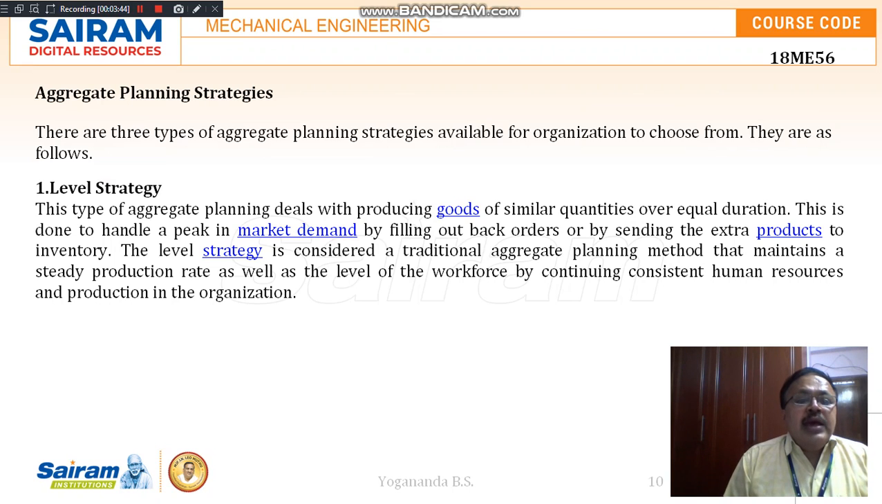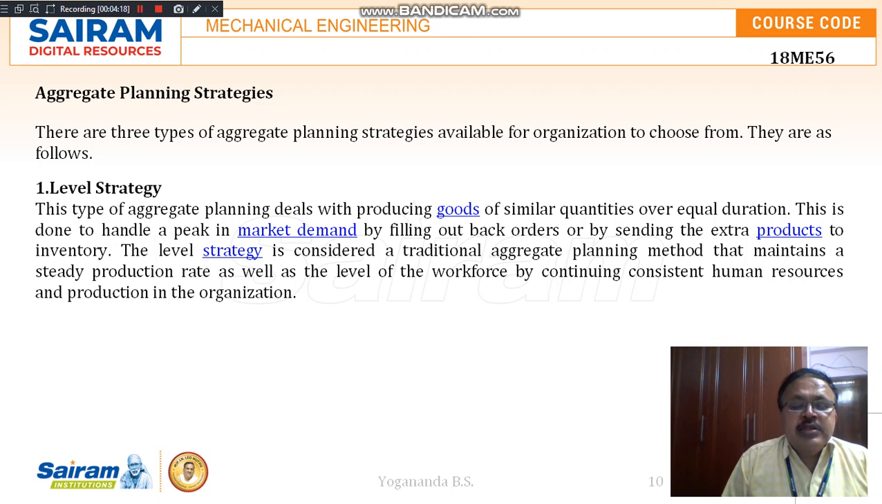Aggregate planning strategies. There are three types of aggregate planning strategies available for any organization to choose from. First is the level strategy. Here we produce goods of similar quantities over equal durations, that is, we maintain the production level equal. This is done to handle a peak in the market demand by filling back orders or by sending the extra products to inventory.